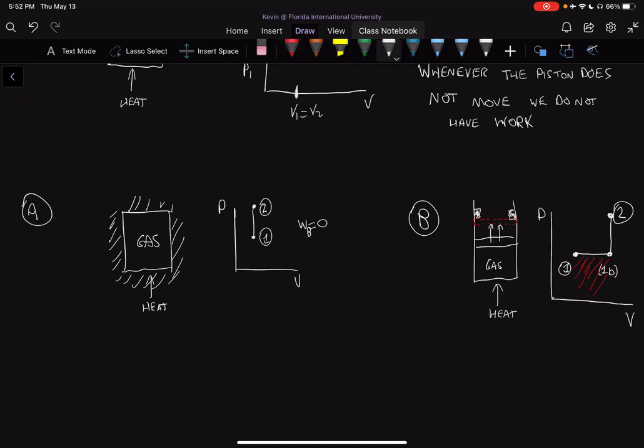So work is the same equation as the earlier example. Work boundary is equal to P1, whatever P1 is, it might be P atmospheric, usually it is, minus 0, multiplied by V2 minus V1.